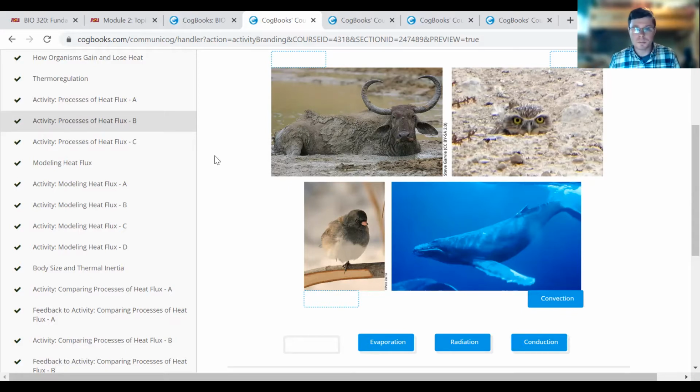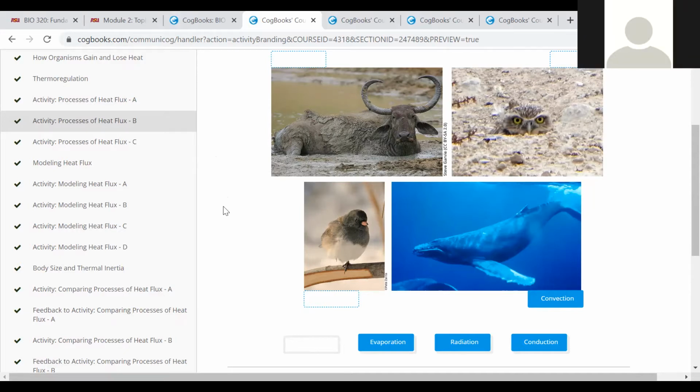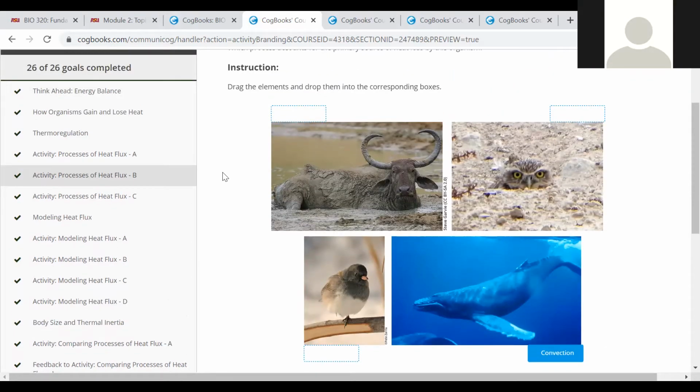We have some sort of ungulate sitting in what looks to be muddy water. So let's not completely write off convection, because there's some water here. But is there maybe a better explanation? Evaporation. Why? Just because he's moist. Because the liquid is evaporating off of him, cooling him down. Yeah, I think that's a good argument.